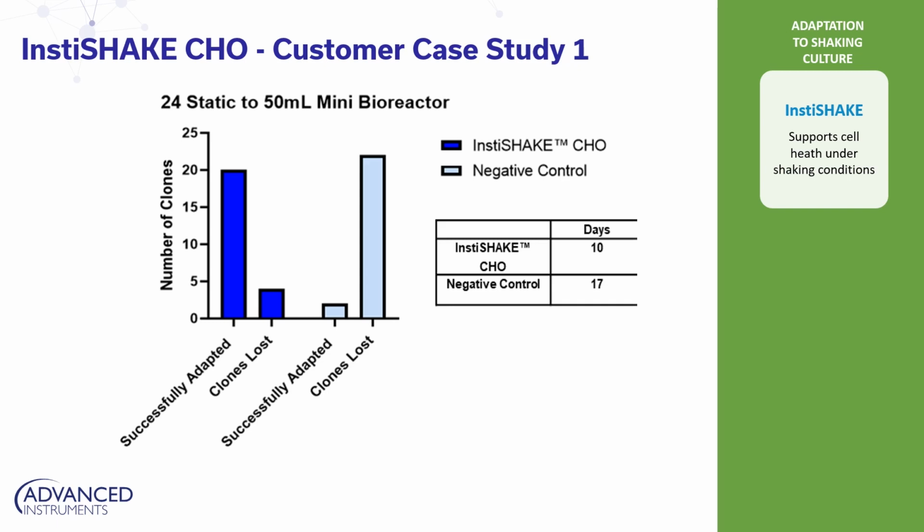Furthermore, the number of days taken for the clones to reach 3 × 10⁶ cells per ml and viability greater than 85% was reduced from 17 to 10 days. The time, labour and consumables saved by firstly not losing clones in the expansion process, and secondly reducing the recovery by 7 days was a huge milestone for this customer in terms of improving their workflow efficiencies.